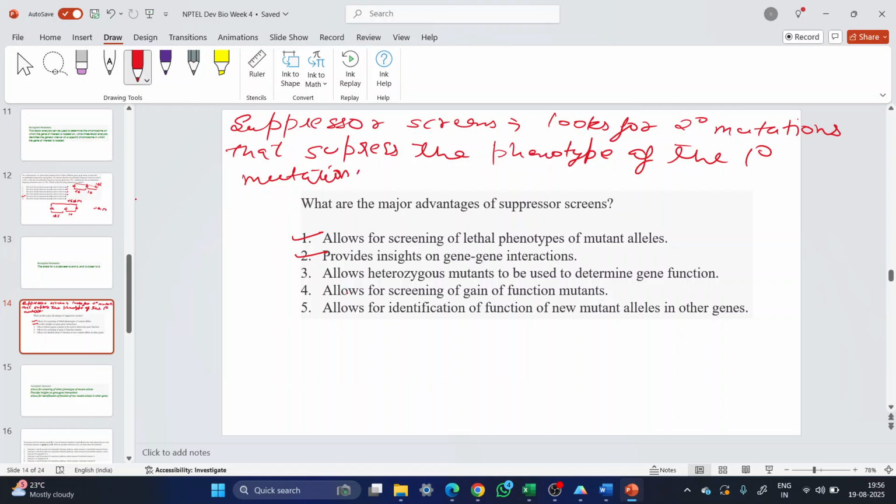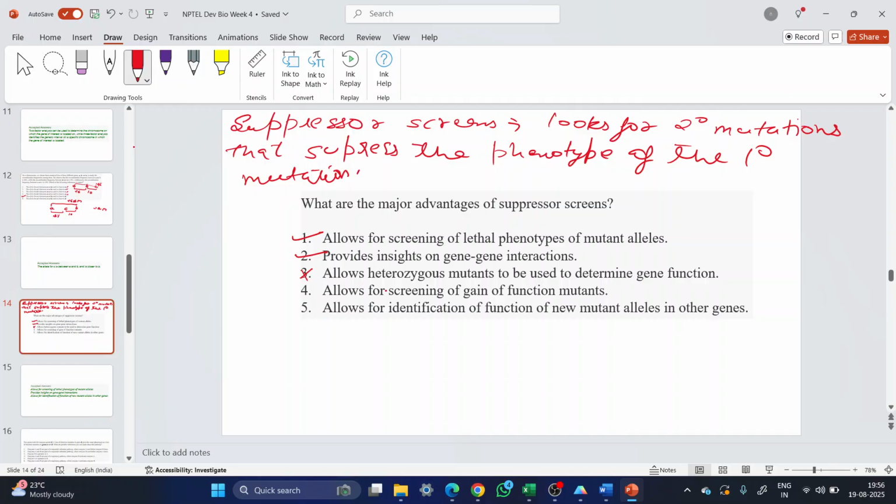Then, allows heterozygous mutants to be used to determine gene function? No, this is not correct. Why? Because suppressor mutations frequently occur in genes which are different from the original one. Basically, this is not a specific advantage of suppressor screens. Whenever you are dealing with such questions, you should see the options. Here, you have to select the advantages of suppressor screens. This is not specifically an advantage of suppressor screens. This is a wrong statement.